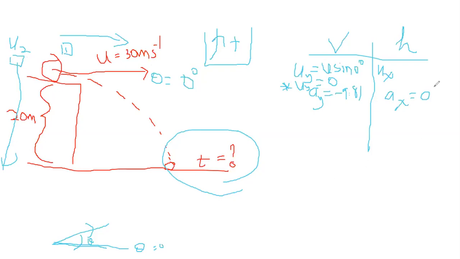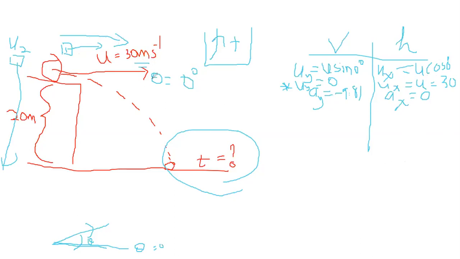Okay. What will your Ux be? Ux is U cos 0, right? Cos 0 is 1, you know, right? So Ux is going to be exactly the same as U. In this case, U is how much? 30 meters per second. The horizontal speed will also be 30. So Ux is exactly the same as U, which in this case is 30 meters per second.